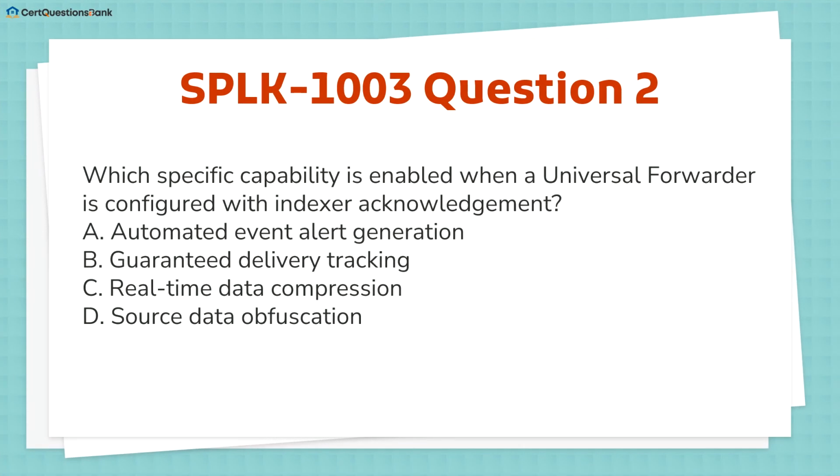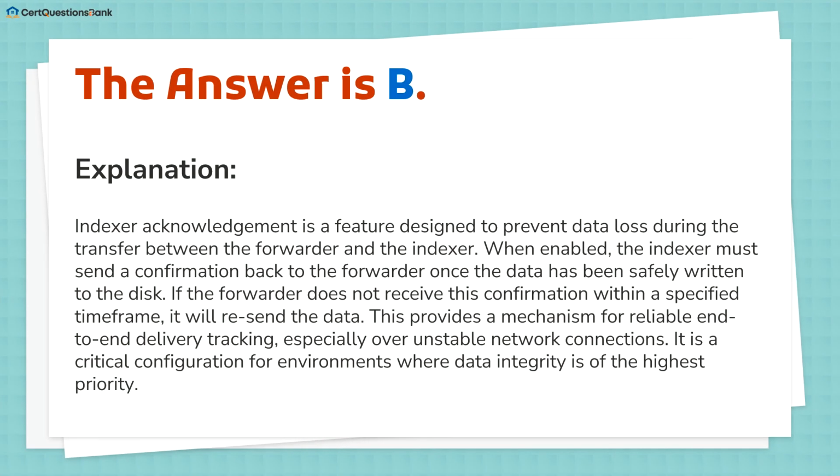Which specific capability is enabled when a universal forwarder is configured with indexer acknowledgement? A. Automated event alert generation. B. Guaranteed delivery tracking. C. Real-time data compression. D. Source data obfuscation. The answer is B.